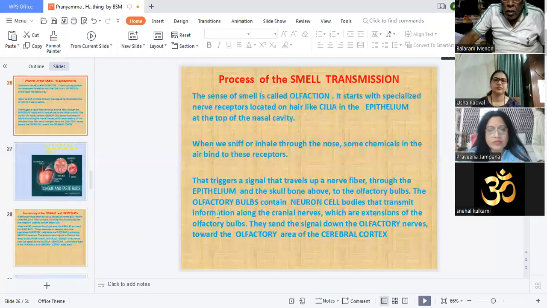Then they contain neuron cell bodies that transmit information along the cranial nerve, which are the extensions of the olfactory bulbs. They send the signal down the olfactory nerves toward the olfactory area of the cerebral cortex.